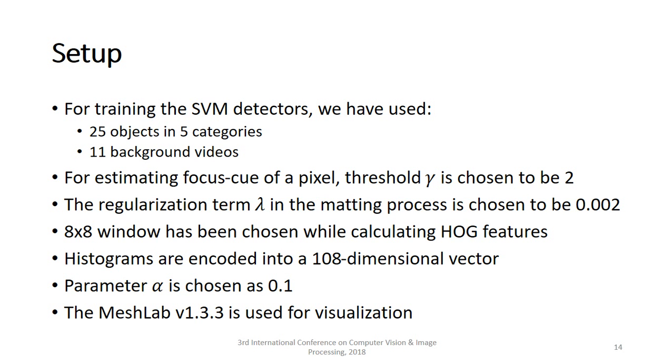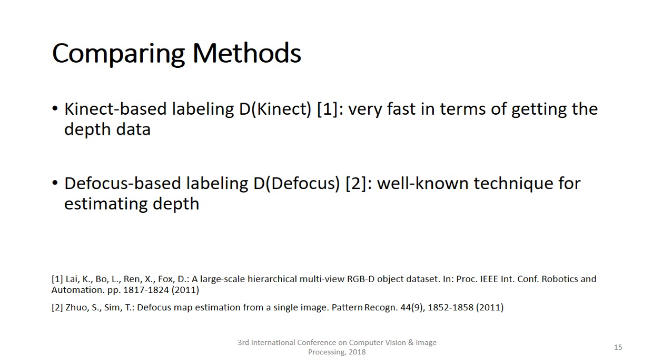For estimating focus Q of a pixel, the threshold gamma is chosen to be 2. The regularization term lambda in the matting process is chosen to be 0.002. The 8x8 window has been chosen while calculating HOG features. Histograms are encoded into a 108 dimensional vector. Parameter alpha is chosen as 0.1, and the MeshLab version 1.3.3 is used for visualization.